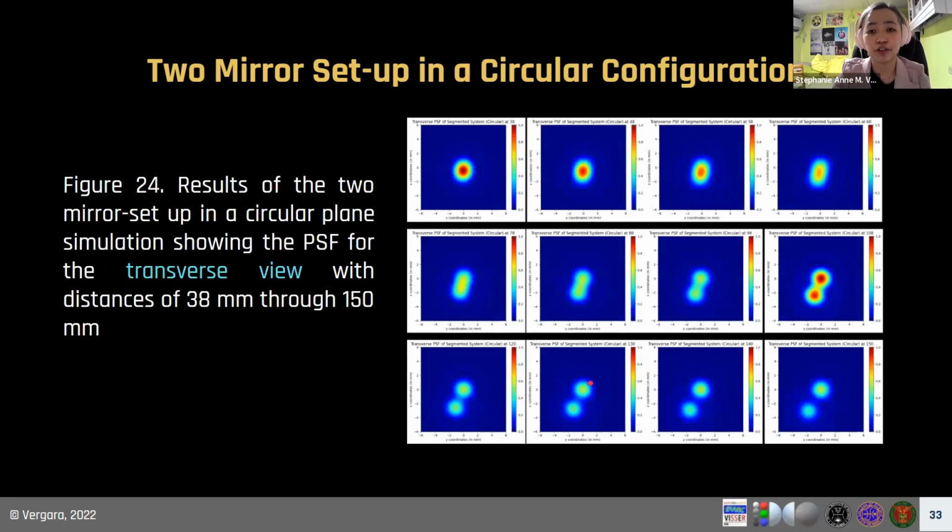Finally, for the point spread function of the mirrors lying in the circular configuration, for the transverse view, it is still very apparent that as the distance between the mirrors increases, the foci of the segments diverge and the intensities decrease. Similarly, at a distance of 108 millimeters, the peak of the intensity of one mirror starts to appear again, signaling the separation between the foci of the two mirrors. So the focus of the second mirror then starts to appear fainter and fainter as the distance increases.